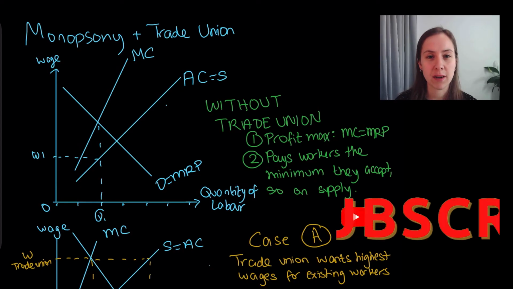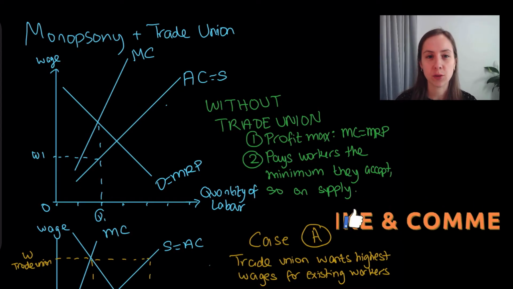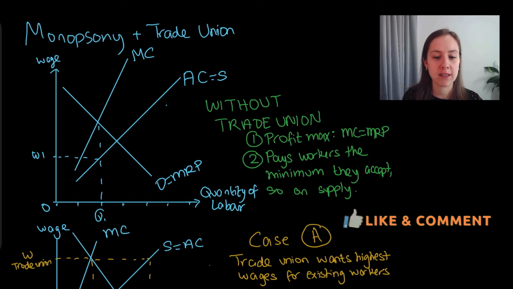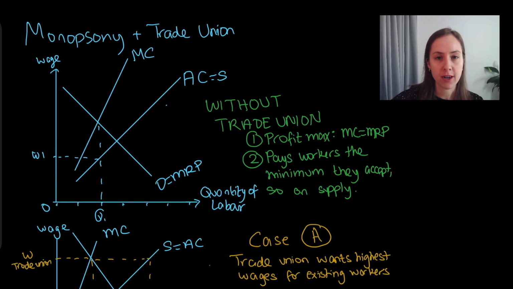Here, let's talk about a monopsony with a trade union and all the possible different wages that they could charge, and the impacts on employment and wages. And just to refresh what's happening, this monopsony is a really powerful company, and this company pays workers the minimum that they can possibly accept. And we've talked about how that minimum means paying workers on the supply curve.